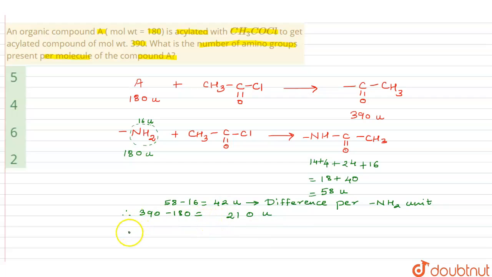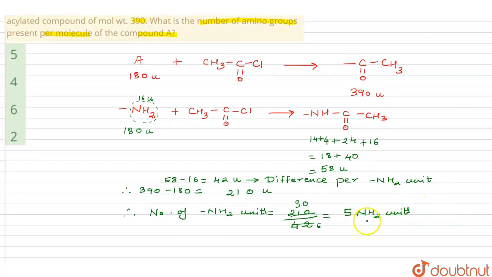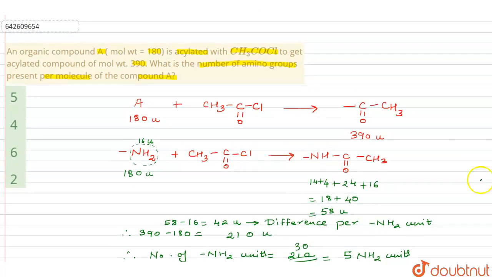So therefore, the number of NH2 units will be equal to the total difference divided by the difference per NH2 unit, and that is going to be how much? 42 times 5 is 210, so that's 5. That means there are 5 NH2 units which will be getting acylated. In short, compound A contains 5 NH2 units. Hence, we have our option number 1 to be marked as the correct answer.